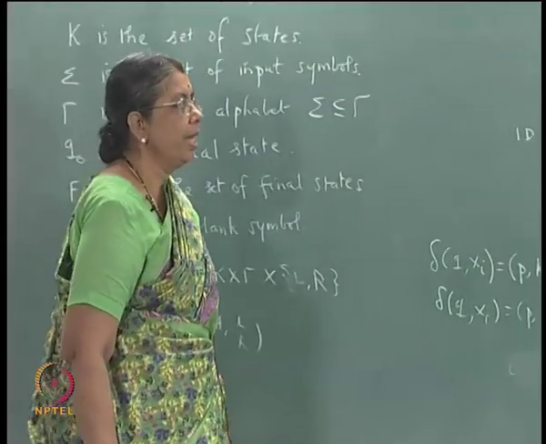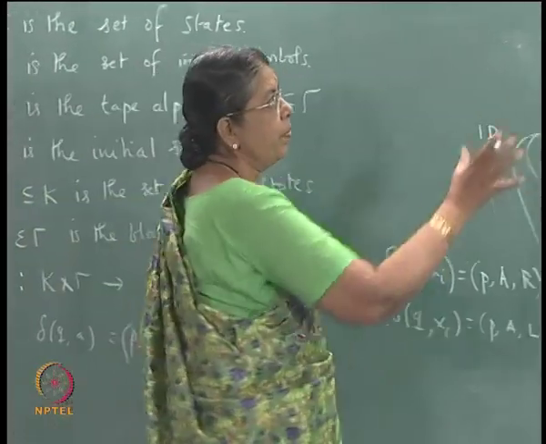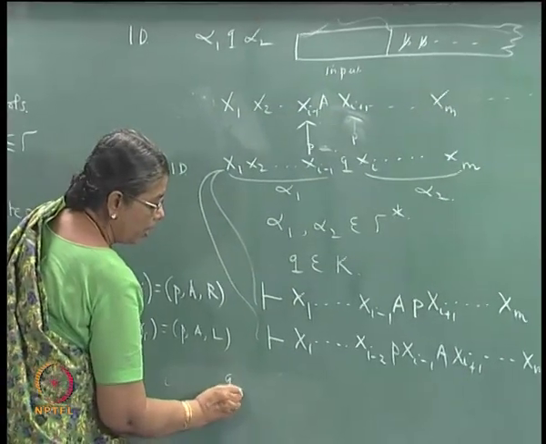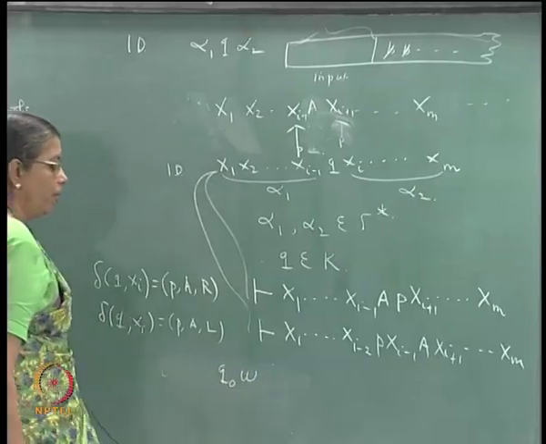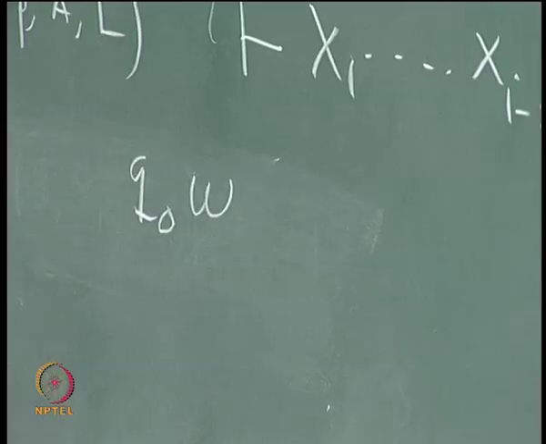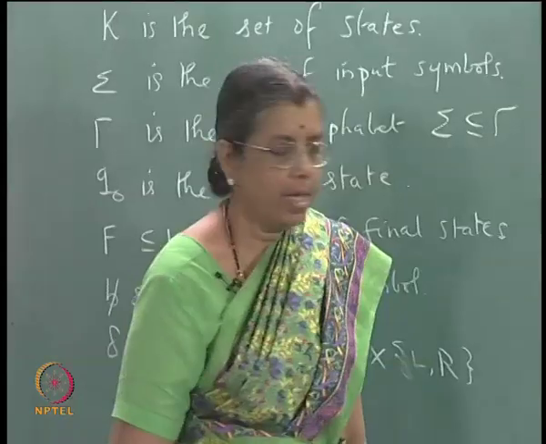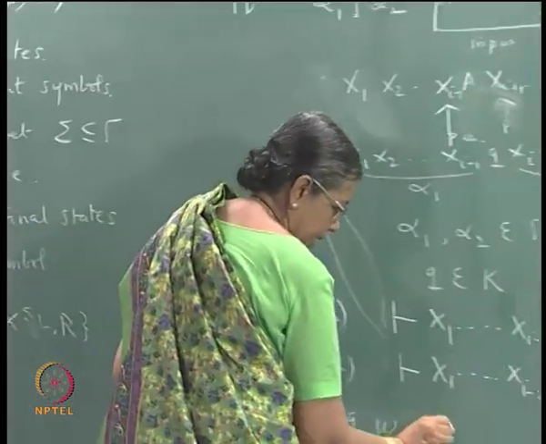And what will be the initial ID? Initially the input is given here. So, the initial ID will be q naught w. If w is the input, then the initial ID will be q naught w, right. This is the initial ID.